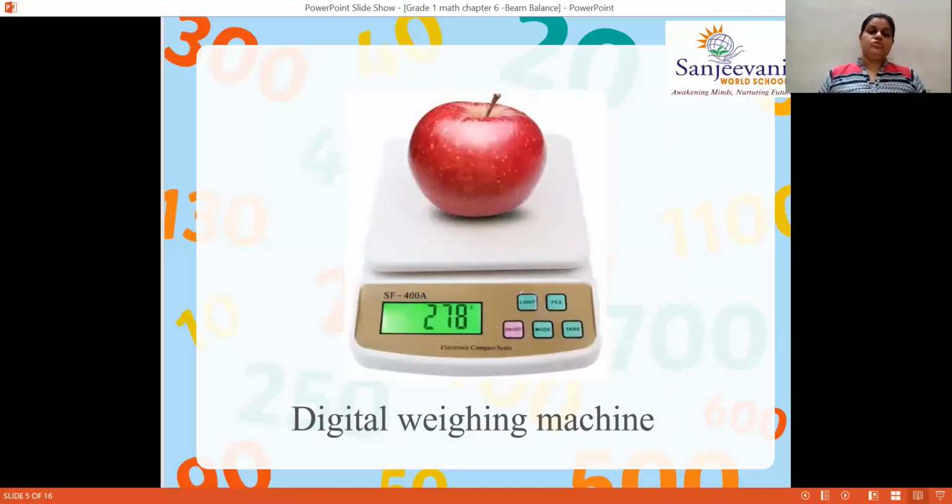Now, we use a digital weighing machine in which we keep the objects to be weighed on the pan and we can read directly the weight of the object on the digital display. Now look here in the picture, there's an apple, right? Apple is kept on that weighing machine and you can see that green color light coming and some numbers are there. So that is the weight of that apple. Whatever object you keep on that weighing machine, it will tell you the weight of that object. Even these kinds of weighing machines are used at many places nowadays.